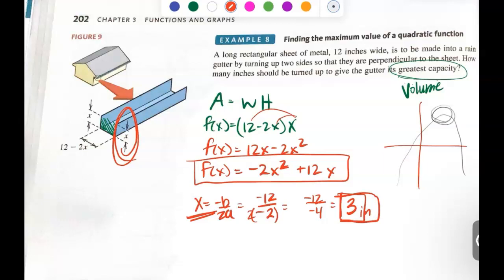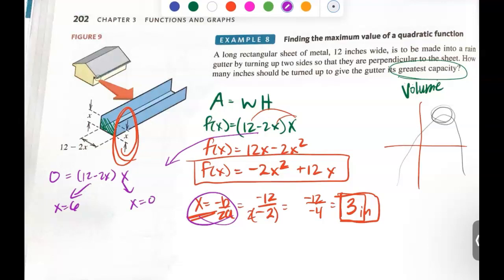Another way to do it would be to not find the vertex using -b over 2a, but instead take these two factors and set them equal to 0. If you set this one equal to 0, you get 6, and if you set x equal to 0, you get 0. And then if you find the average x, because that's telling me that it's crossing at 0 and it's crossing at 6. So if you find the middle value, which is 3, then you know where the vertex is going to be. Or you could add these and divide by 2 if you don't just naturally think about the middle being 3.